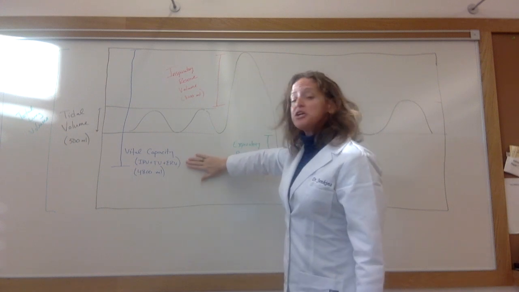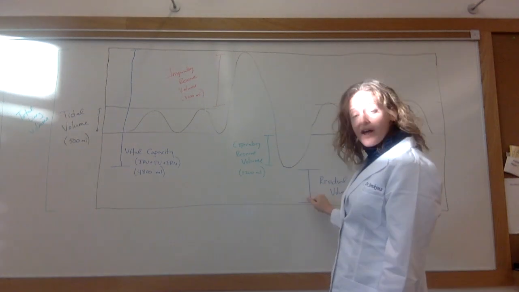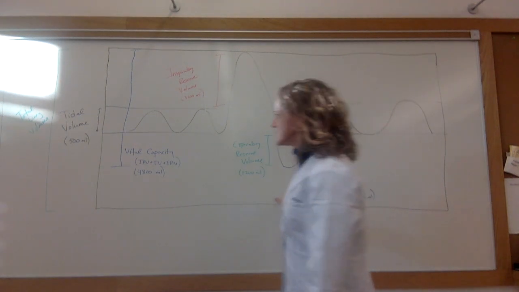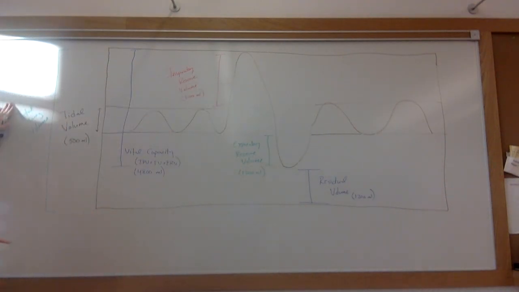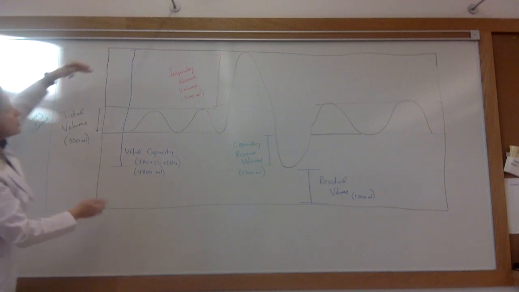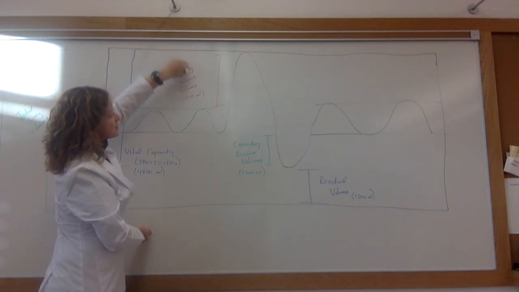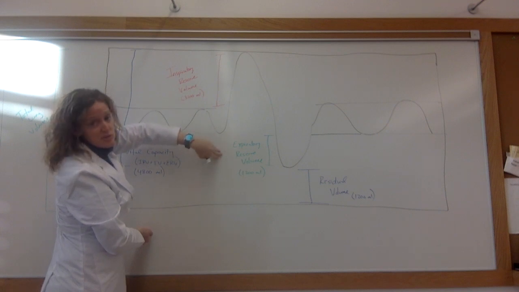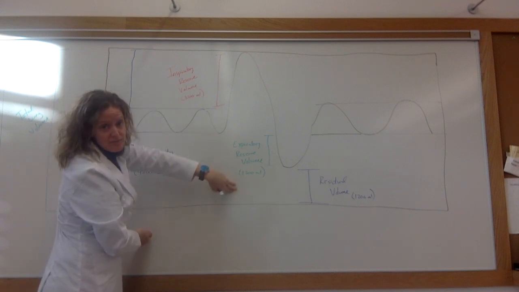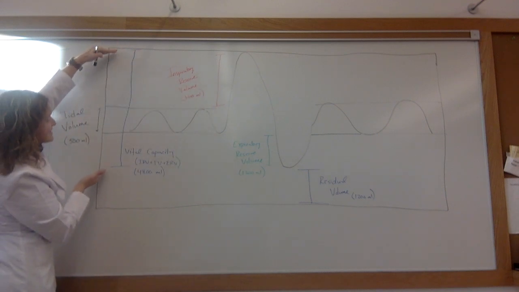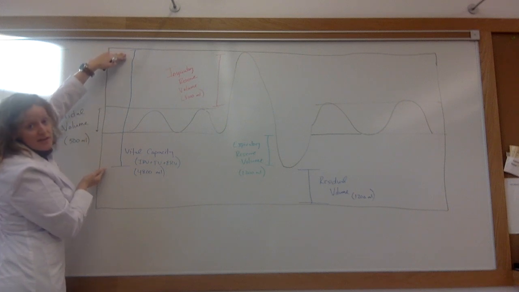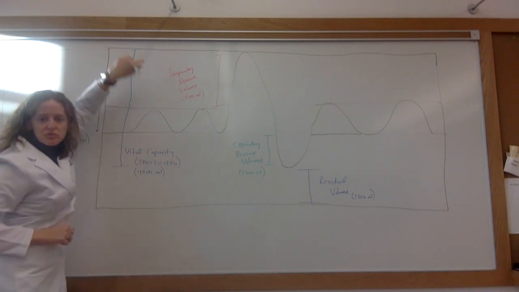Now, if we include residual volume, we get our total lung capacity. It's kind of in the sun here a little bit. Rare sunny day here in the winter. But our total lung volume would be everything. So our total lung volume includes inspiratory reserve, tidal volume, expiratory reserve, and residual volume. Whereas vital capacity, our total exchangeable air, includes everything but residual volume.